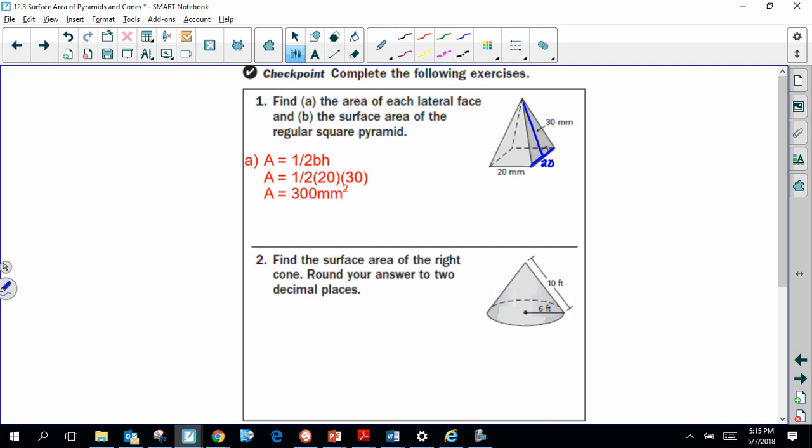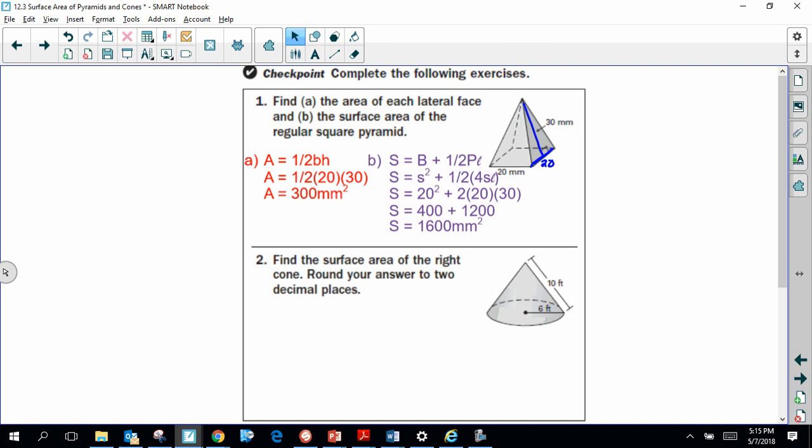So 300 millimeters squared. Well, now we want to know what is the overall surface area. Now you could multiply that by 4 and then just add the square base to it, the 400 millimeters squared there. But I'm going to go ahead and just use the equation that was given to us. The surface area of the pyramid is the area of the base plus half of the perimeter times the lateral height. So s squared for the base, 1 half times 4 times s times l, because the perimeter is just 4 times the number of sides because it's just a square. Again, the perimeter will change depending on whatever the base is.